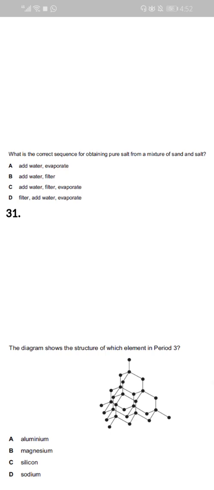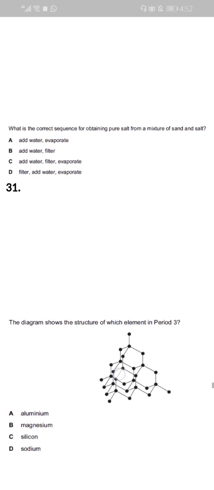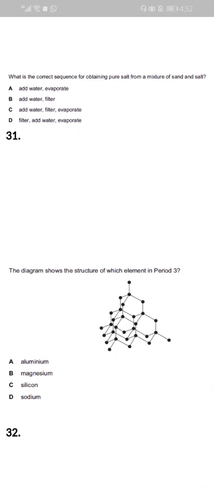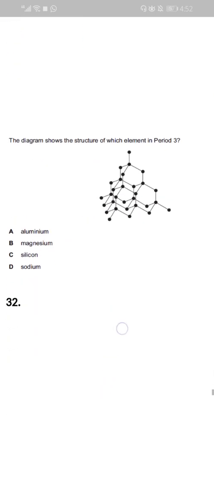31. The diagram shows the structure of which element in the third period? In the periodic table, in the third period, aluminum is not associated with a giant structure, and magnesium is not associated with a giant structure. So the right answer is silicon. You can easily check the periodic table, it belongs to the third period, silicon.